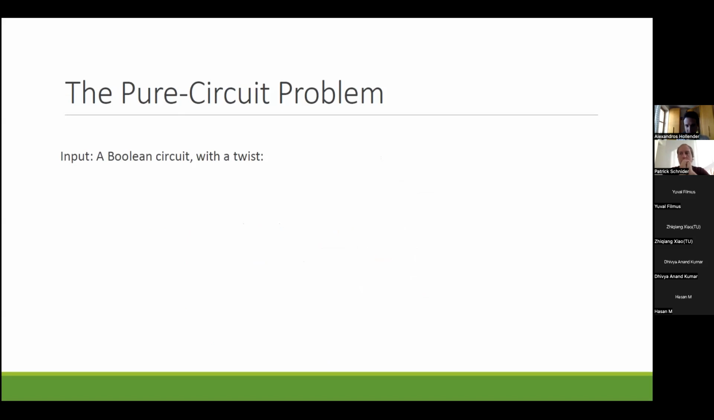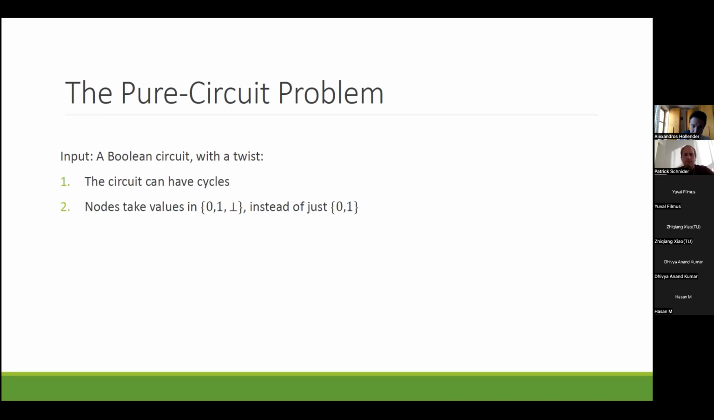The input to the problem is a Boolean circuit, but with a twist, or with a few twists. The first twist is that the circuit can have cycles. Normally in a Boolean circuit, you don't have cycles because you want to be able to just evaluate the circuit. Here you have cycles, meaning that it's not an acyclic graph. And the fact that you have cycles is actually very important.